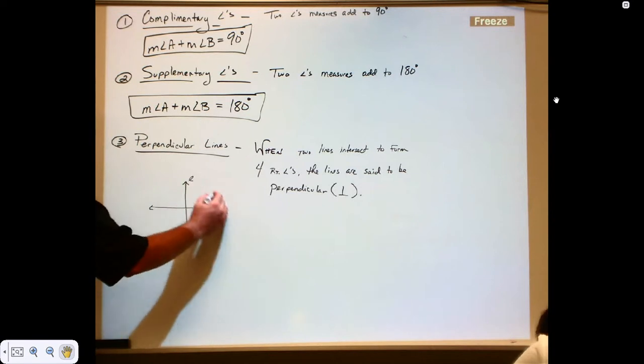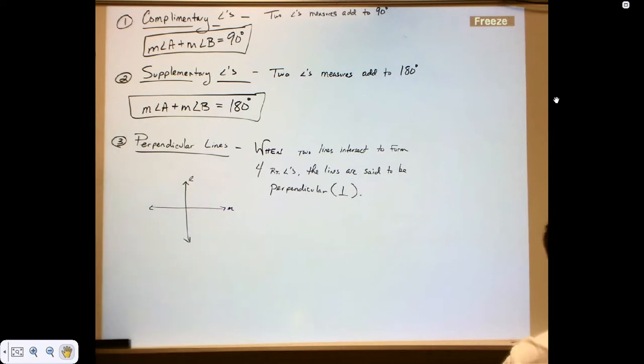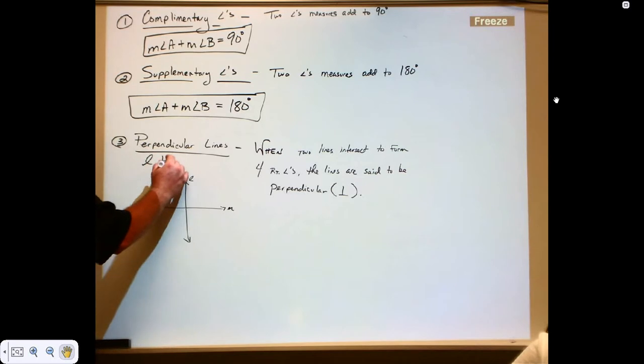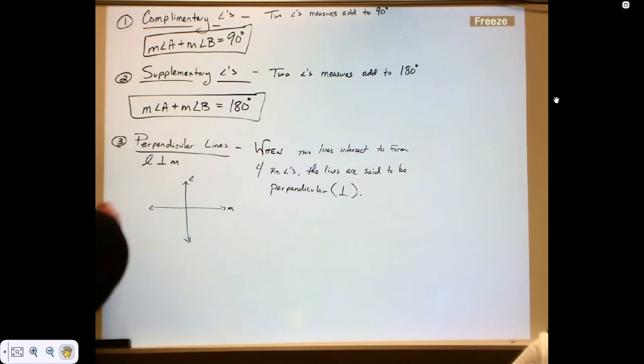If this was line L and this was line M, okay? You'll see this: L, and then they'll have that sign, M. What do you think that's saying? L is perpendicular to M. Now, here's what you'll see.